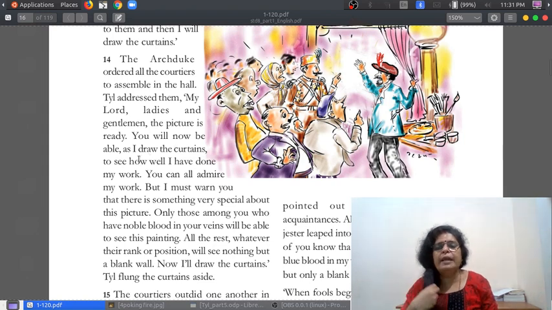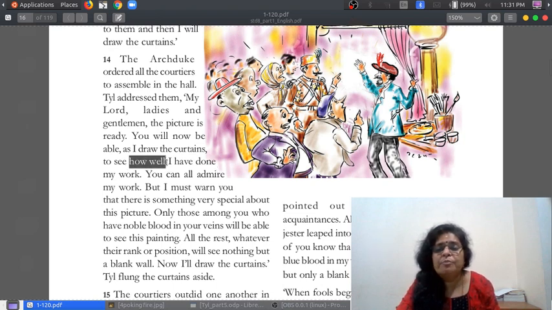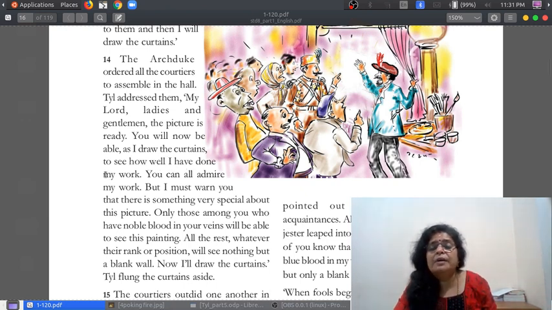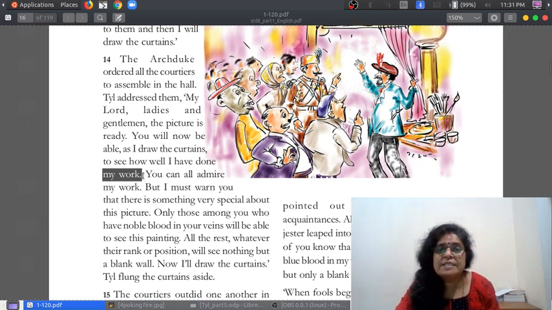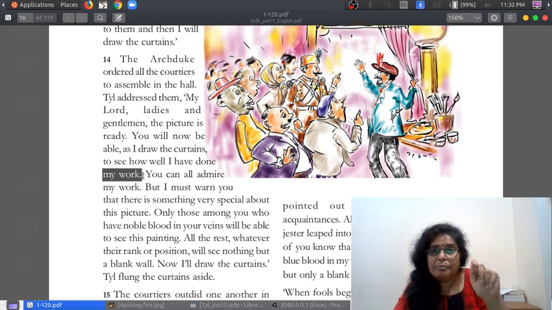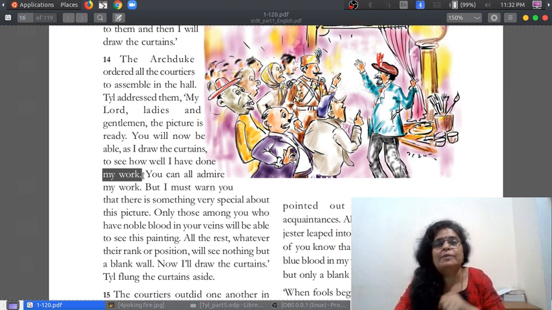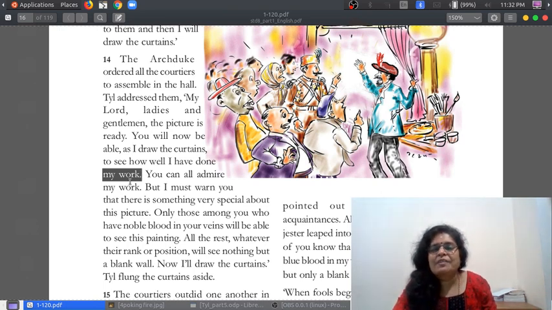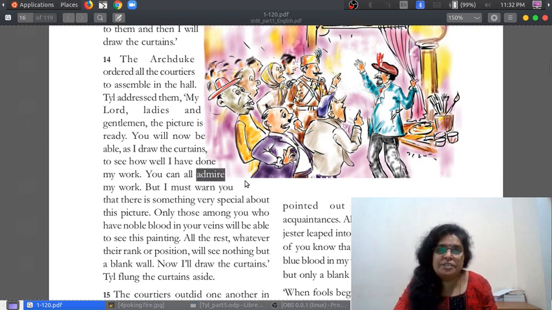You will now be able, as I draw the curtains, to see how well I have done my work. How well? What do you mean by how well? I have done my work. My work. What was his work? What was Till's work? Paint the portrait of the Archduke and the courtiers. Okay. You can all admire my work. Admire, appreciate my work.